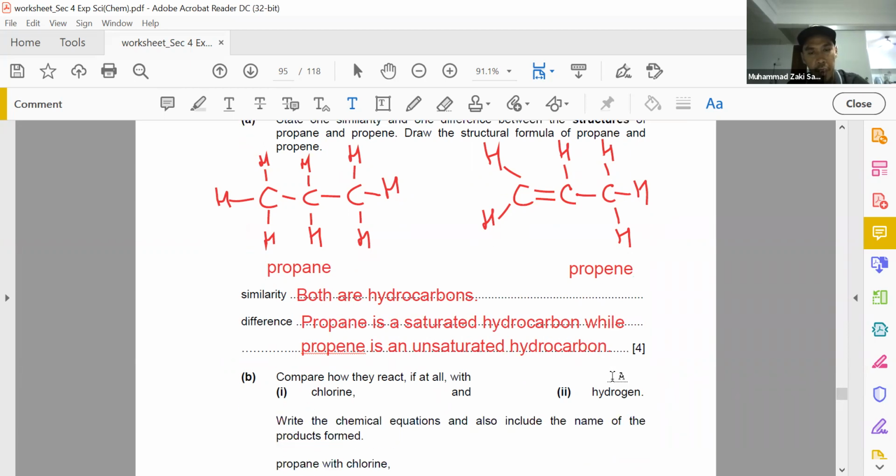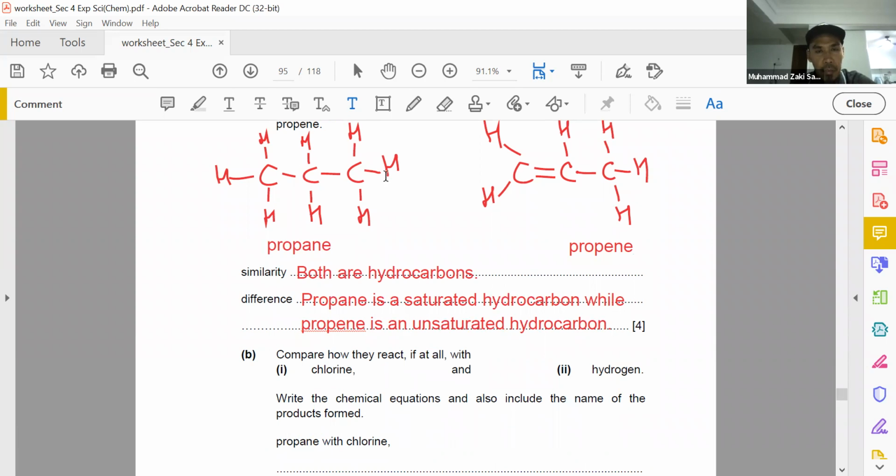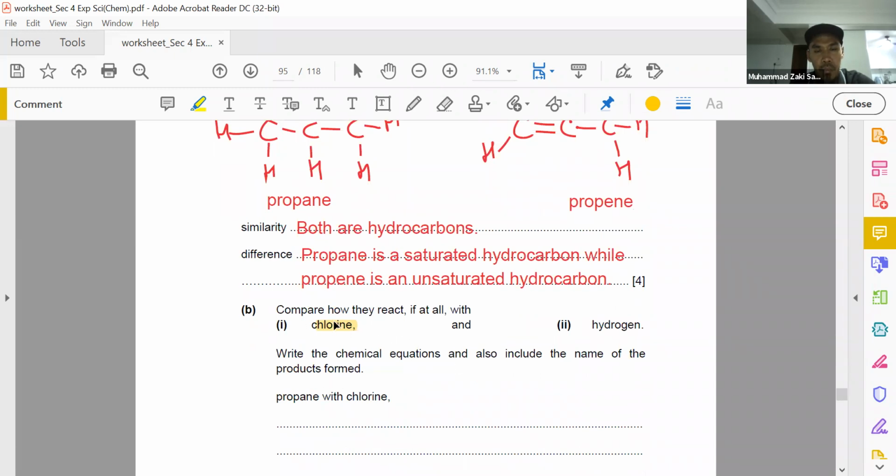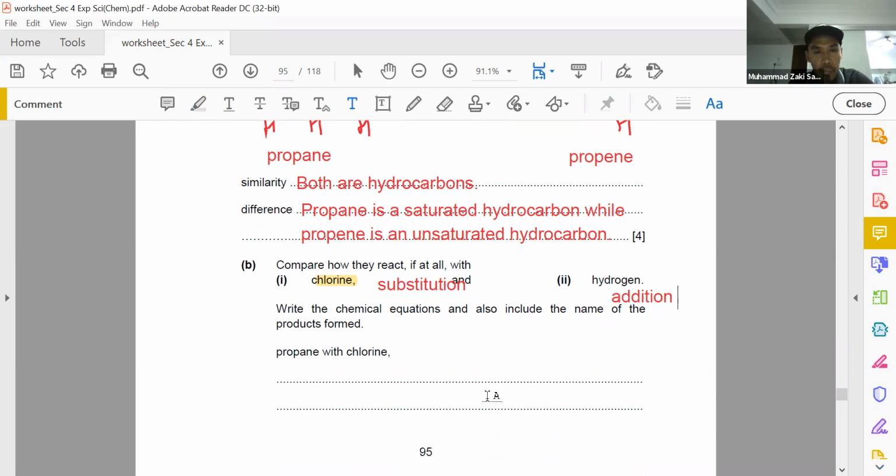How do they react, if at all, with chlorine and hydrogen? Chlorine. Somehow this one looks familiar, right? Chlorine. And what is hydrogen? Okay, now let's look. Chlorine. What reaction involves chlorine? Remember this thing called substitution. But how about alkene? Alkene can react with chlorine. Actually it can, but that is A-level stuff. But let us do the O-level. Now hydrogen is the addition reaction.